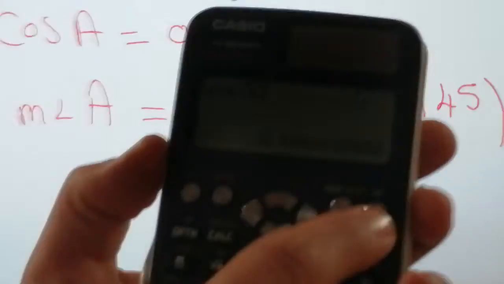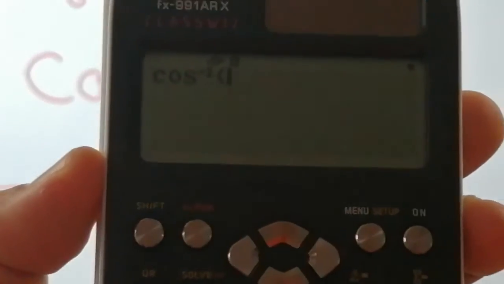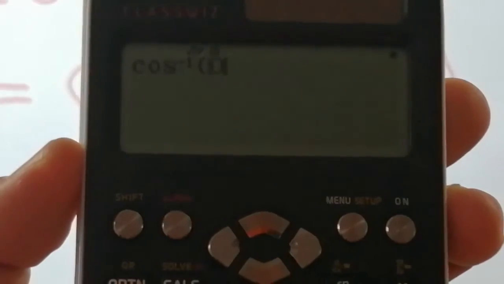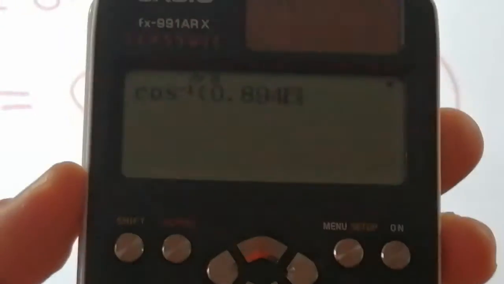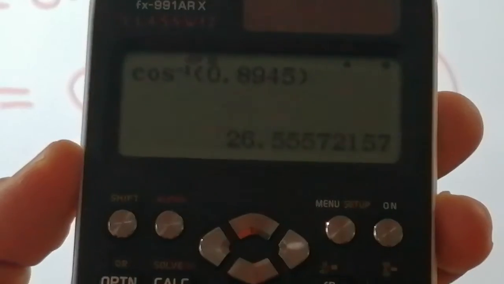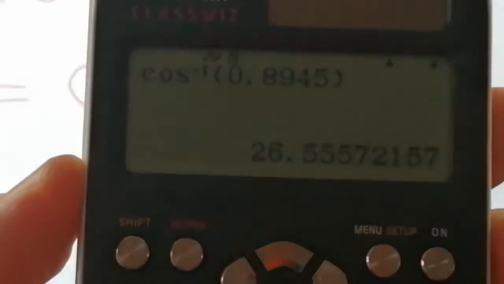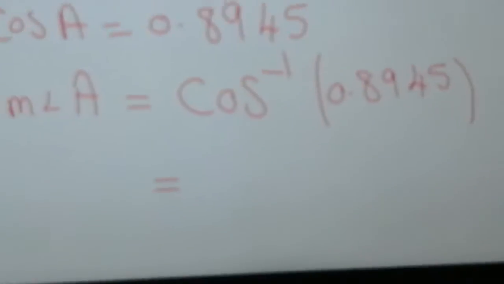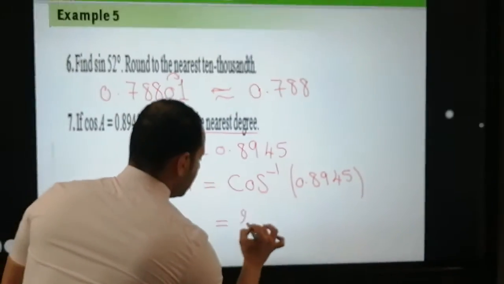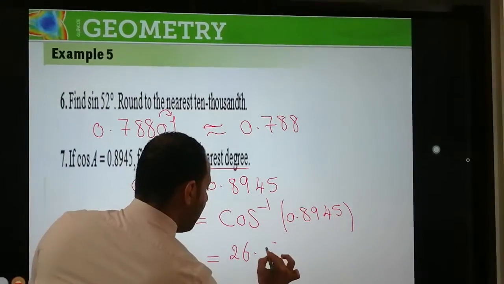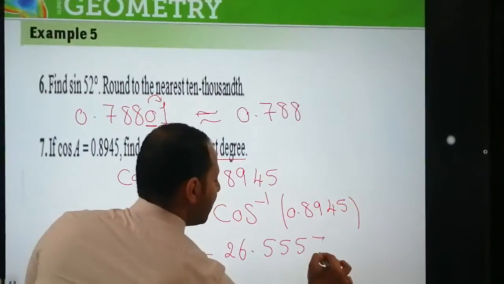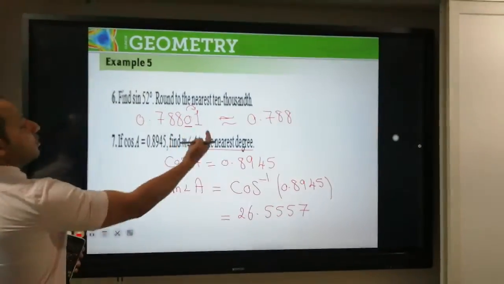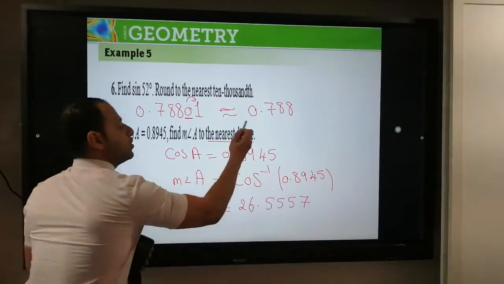Let's start on our calculator, shift cosine. Cosine inverse means shift cosine. And then I write 0.8945, close the bracket, and then equal. He gave you 26.5557. So I write here 26.5557 and so on. But I need to round to the nearest degree.